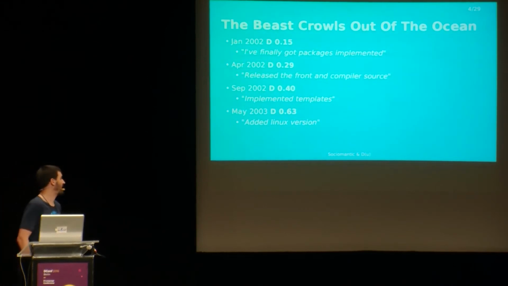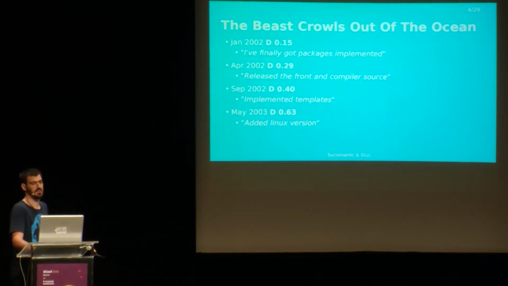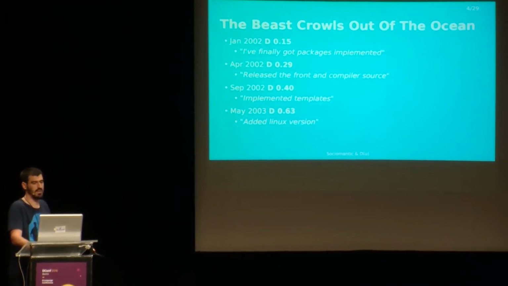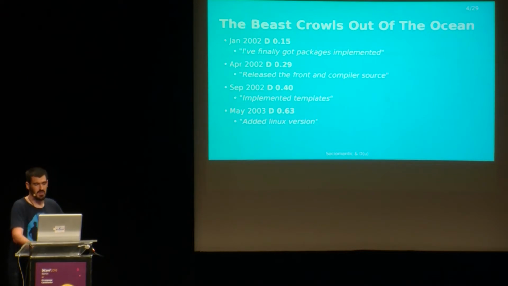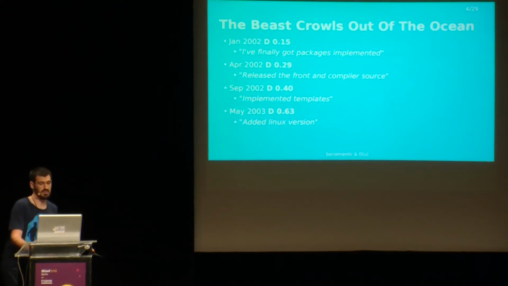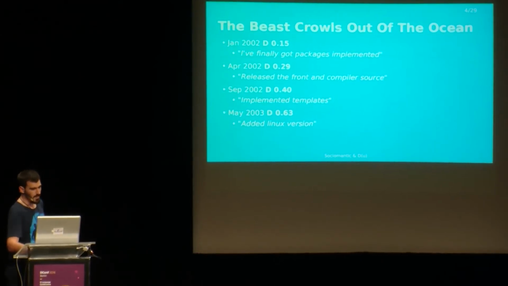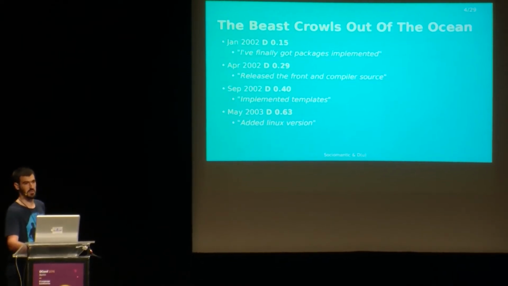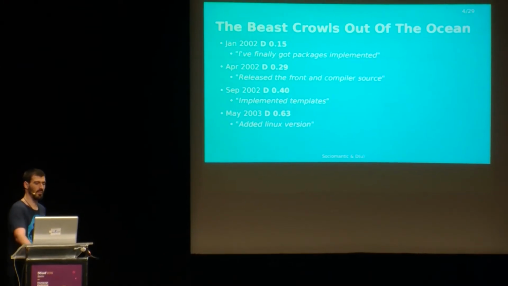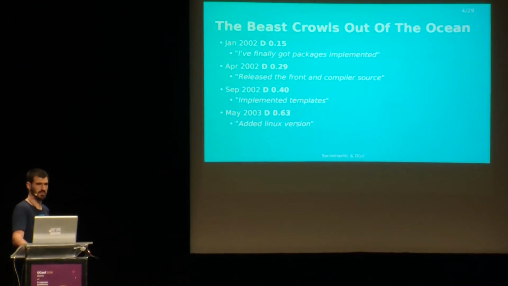So, after the Big Bang, we have some milestones, or at least versions that I consider introduced some important stuff in the language. In January 2002, we have the package implemented. So yes, there was a D without packages. In April, we have the first source code published, like the compiler front end was released as part of the zip, because DMD was released as a zip package. September, we have templates for the first time, which kind of changed the history of D, because I think it's one of the killer features of D. And in May, we have the first Linux version. I think at first it was only Windows.